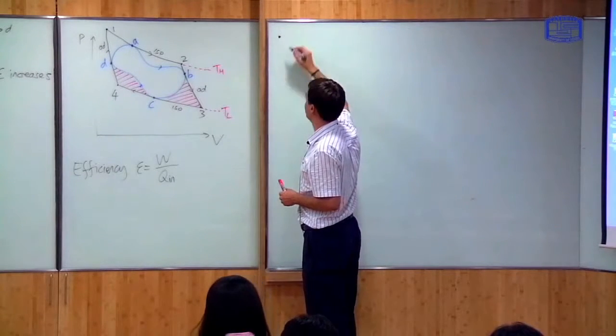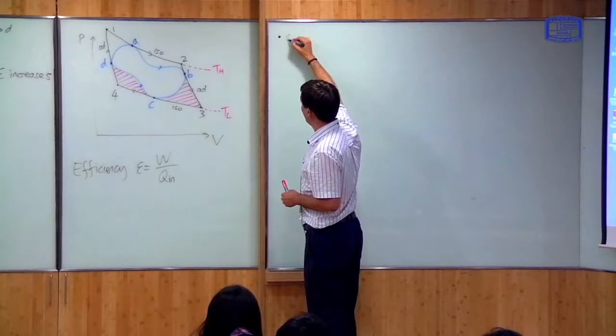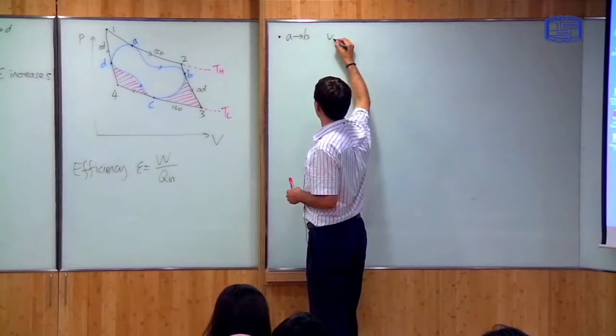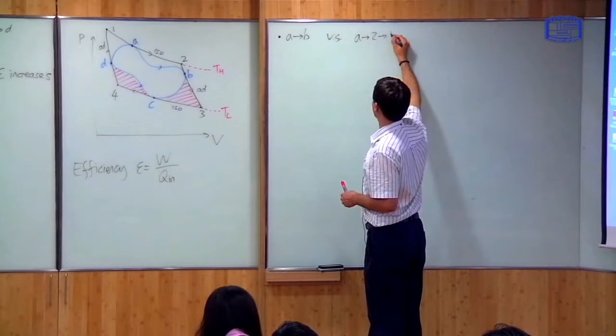So next we'll consider the path which goes A to B versus the Carnot path which goes A to 2 to B.